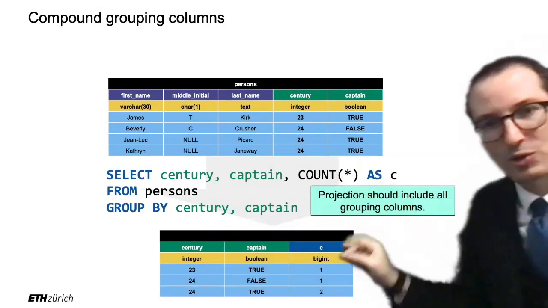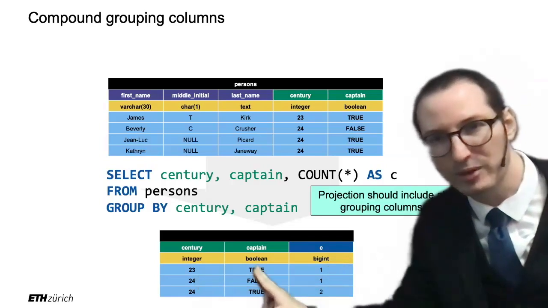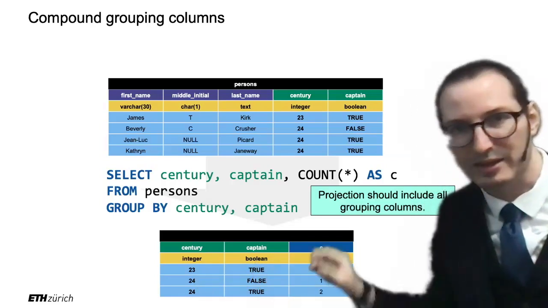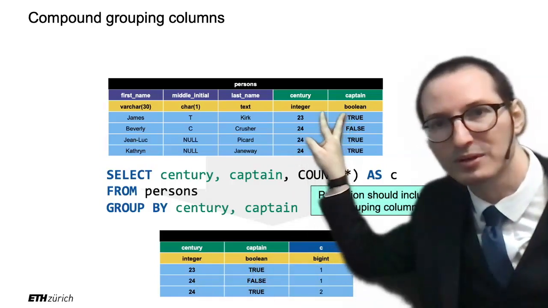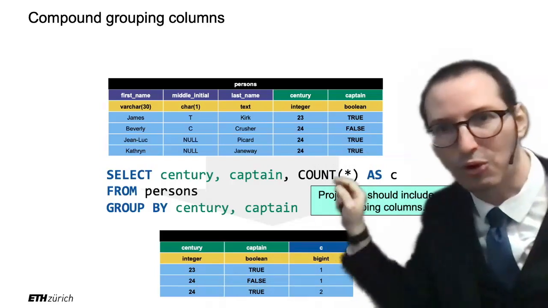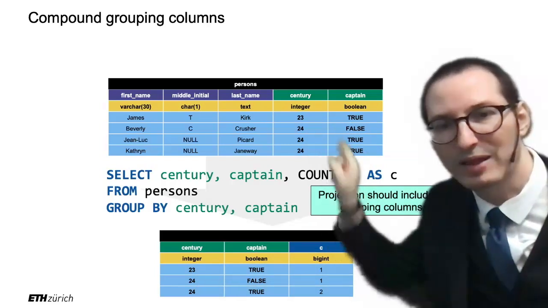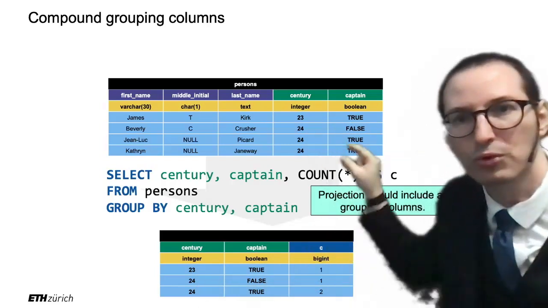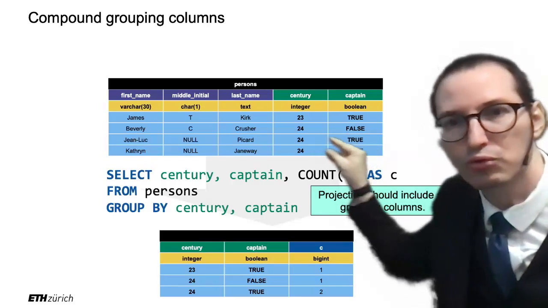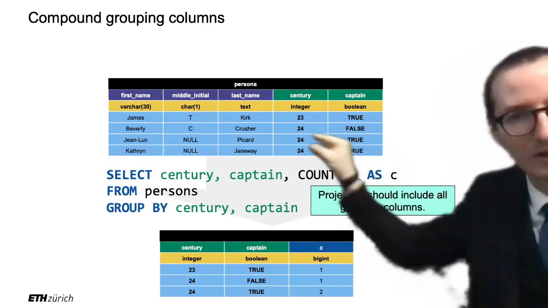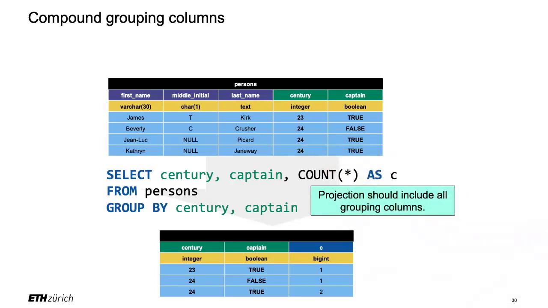And then we have the count. So how many distinct ones? Well, we have 23 true that has one that came from this one. Then we have 24 false, that is this one. And then we have 24 true. These are the two here, the two tuples, right? Remember that this counts the number of tuples. Okay, who is with me?